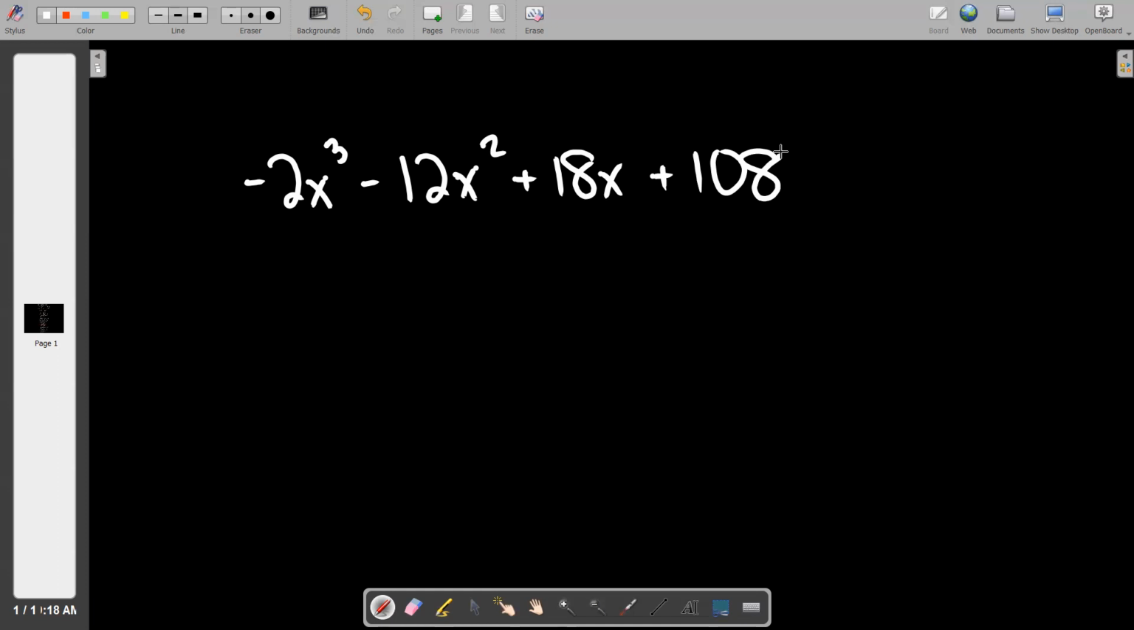All right, this will be our last example, and then it's worksheet time. What do we do first? GCF, which in this case is what? -2. That's the best we can do. We can get a negative because we have to. We can get a 2 because, well, it's there, but we cannot get any x's.